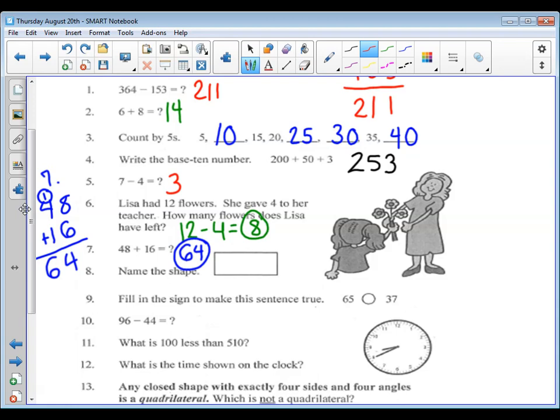Number 8 says, name the shape. What shape is that, boys and girls? Correct, rectangle. So, since we are naming it, I'm just going to write it right here. Rectangle.